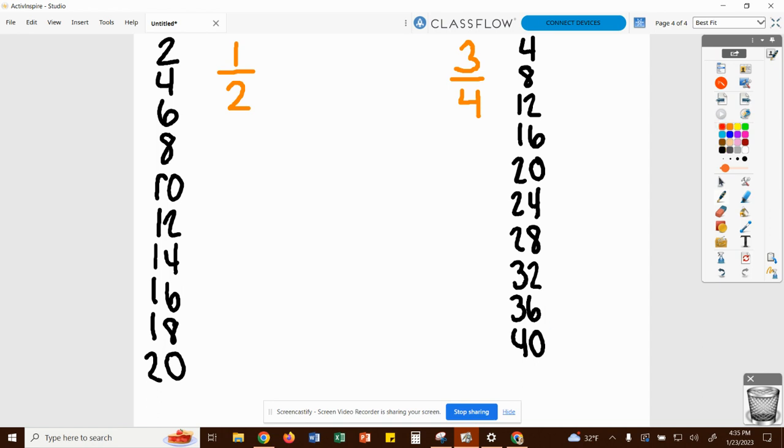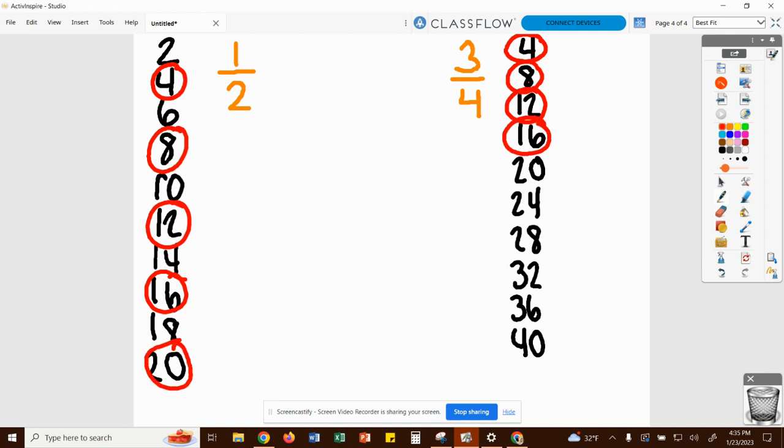Now I'm going to try to see which numbers 2 and 4 share. Well, I see that they both share 4 and 8 and 12 and 16 and 20. So I can choose any of these to use as my common denominator. For me, Miss Barr is going to choose the easiest one. And for me, that is 4. So I'm going to make my common denominators 4.